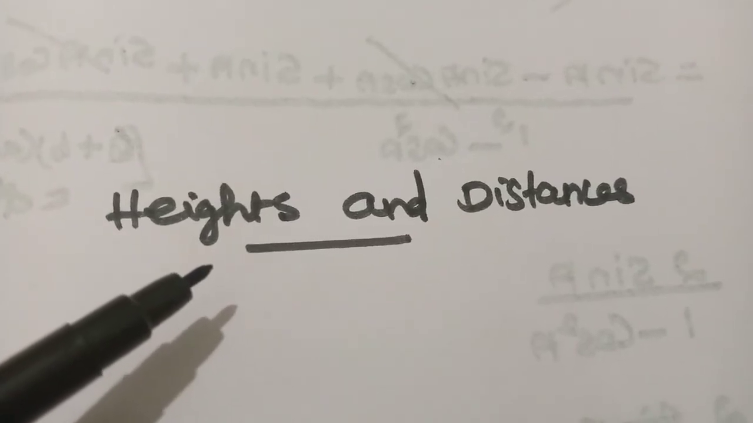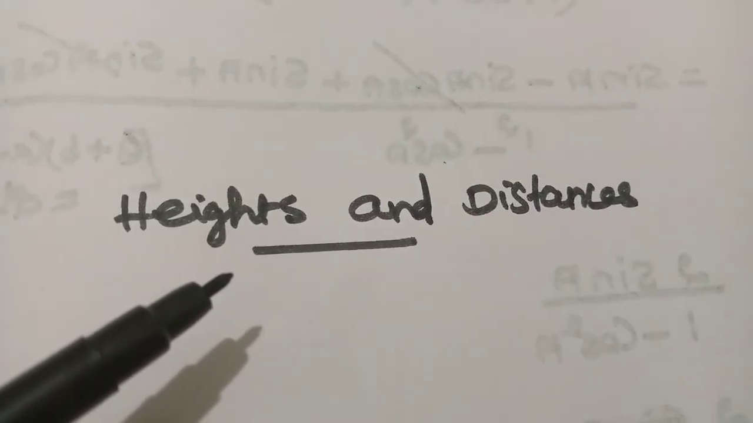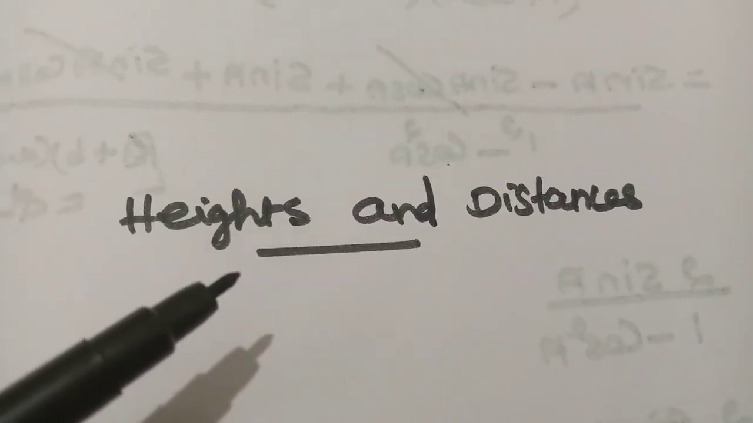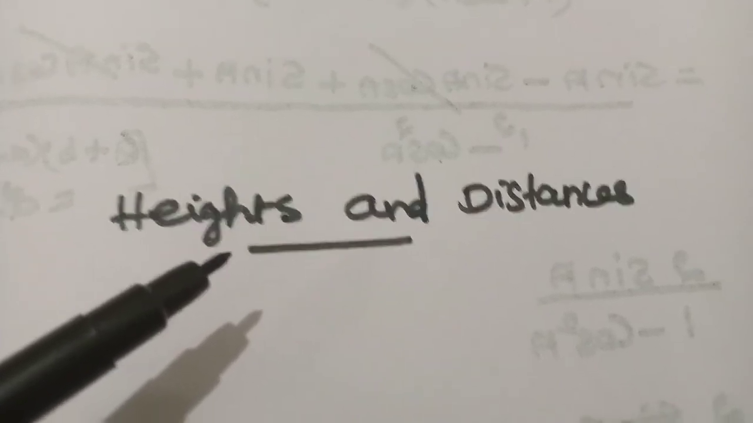Before studying methods to find heights and distances, we should understand some basic definitions: line of sight, angle of elevation, angle of depression. These are the definitions you should know, then only we can do the following sums. The definitions I will explain in the next class.